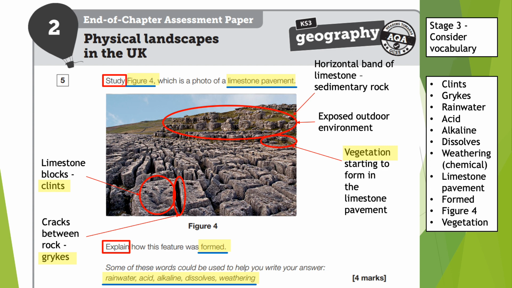Remember, things that are acidic will react with things that are alkaline, causing them to break up and dissolve. The process of weathering involves the breakdown of rocks at or close to the Earth's surface. In particular, we would refer to the process in this exam answer as chemical weathering. That's because it involves the chemical reaction between the acidic rainwater and the alkaline rocks to cause that breakdown of the limestone.